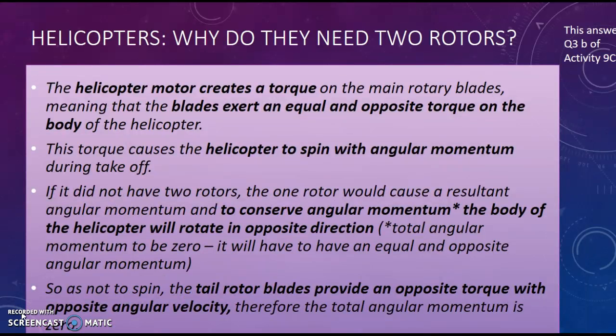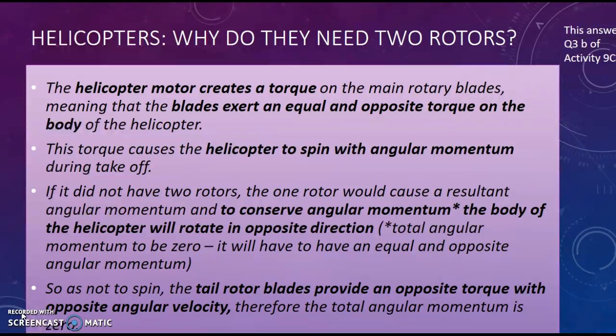Another application of the conservation of angular momentum is a helicopter. So you obviously know that a helicopter has a large rotor that spins above the body of the helicopter, but because of the conservation of angular momentum, the actual body of the helicopter will tend to want to spin in the opposite direction to that rotor to provide that equal but opposite angular momentum.